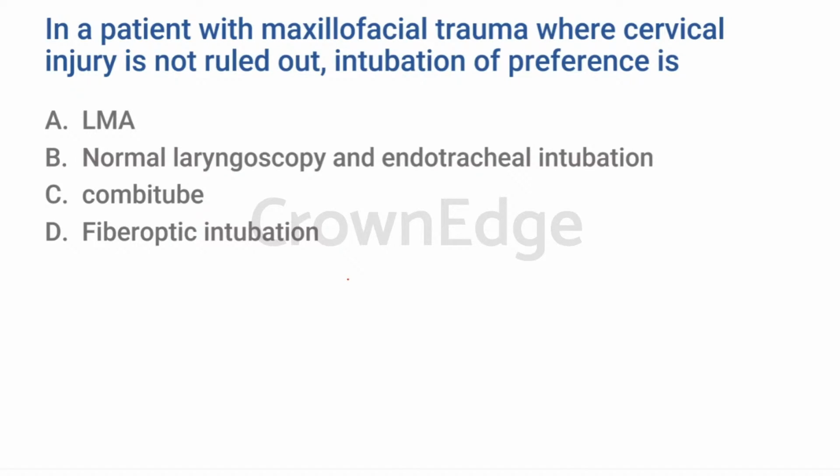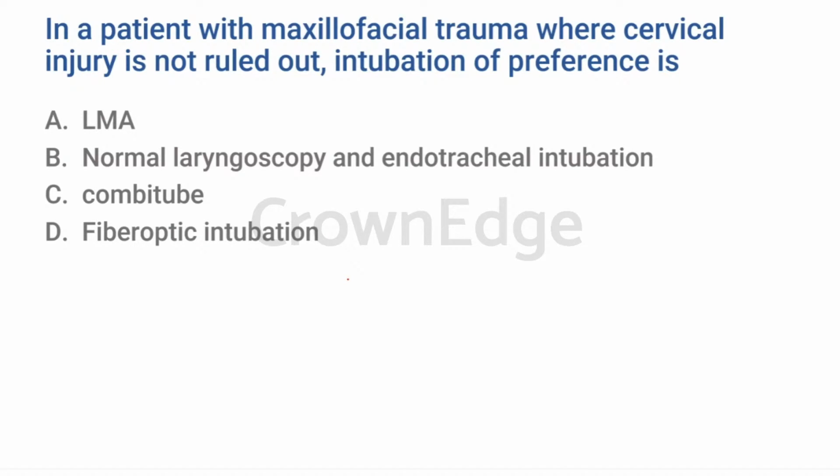Where cervical injury is not ruled out. That's the most important point. So when we're trying to do normal laryngoscopy and endotracheal intubation, a little manipulation of the chin and neck is essential or not? Yes. So what is the safest over here? We need direct visualization of the vocal cords and direct confirmation that the endotracheal tube is placed in position. So the best option over here is going to be fiber optic intubation. Okay.